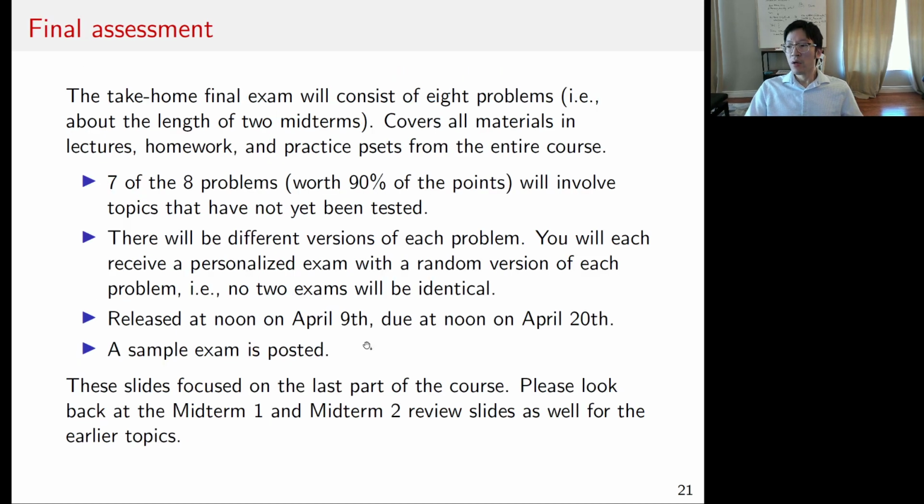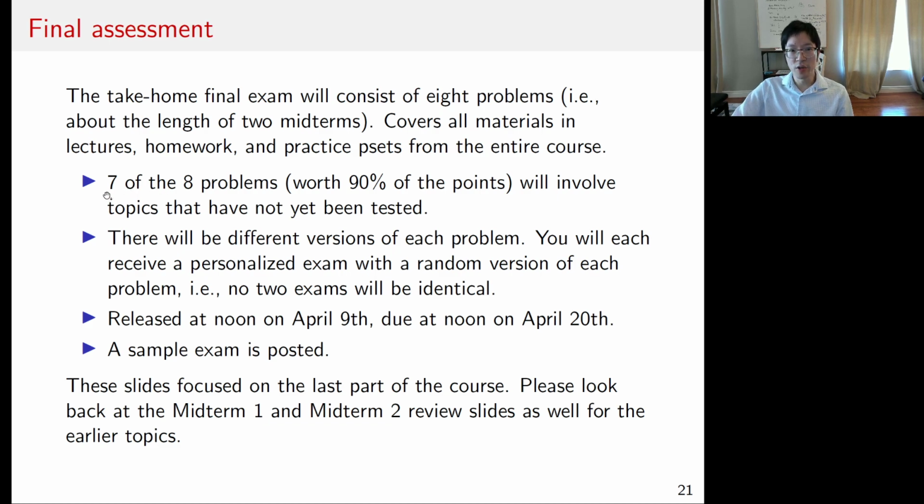Okay. So finally, a few comments about the final assessment. There will be more information posted online later. So just to give you a heads up, for the take-home exam, there will be 8 questions. So it'll be about the length of 2 midterm exams. So it's comprehensive in the sense it covers everything we've done in the entire course: lectures, homework, and practice sets.